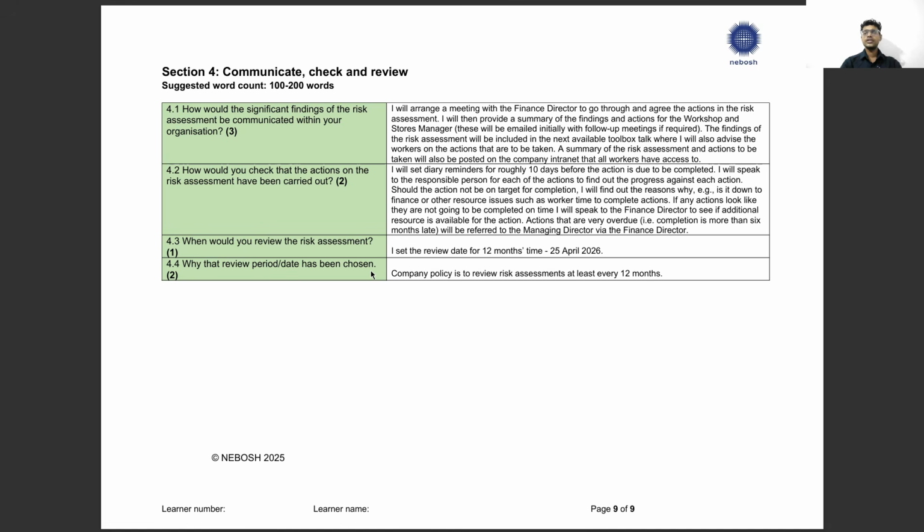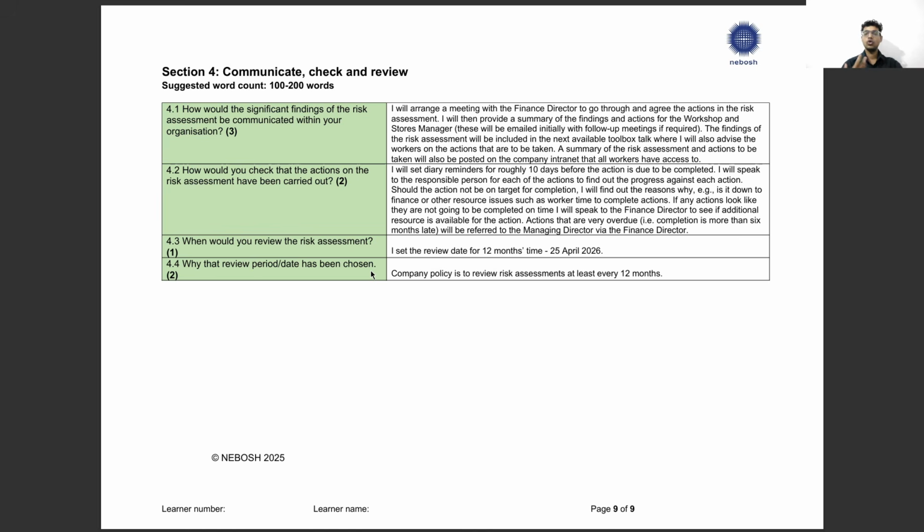If they are facing difficulty, if some action cannot be completed, then we shall directly speak with the finance director or the concerned responsible person, and if any additional resources are available for the action, they can be given, like information can be given, the data can be shared. Actions that are very overdue, with completion more than 6 months, will be referred to the managing director via the finance director. So you have to make a follow-up system over there.